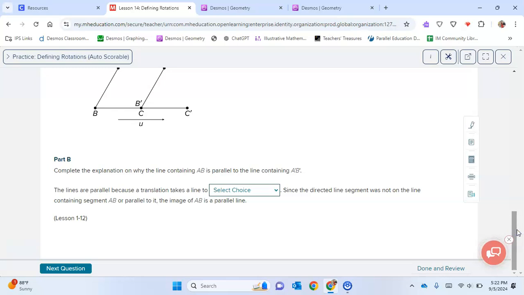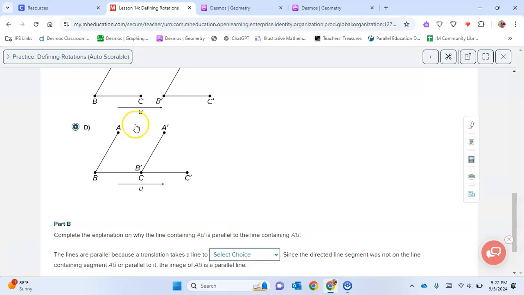Complete the explanation on why the line containing AB is parallel to the line containing A prime B prime. Okay, so this is parallel to this because a translation takes a line to a parallel line or itself. Since the directed line segment was not on the line containing segment AB or parallel to it, the image of AB is a parallel line. All right, so it's both a parallel line or itself.